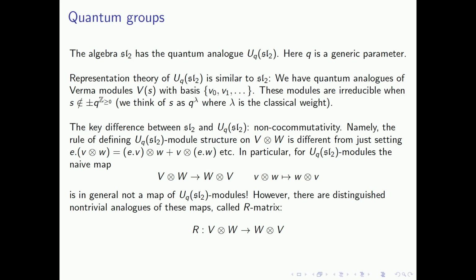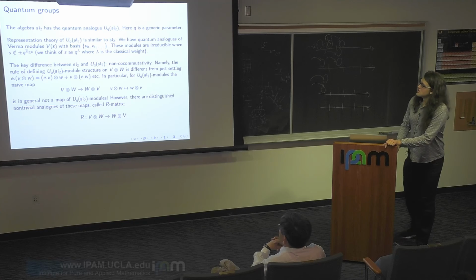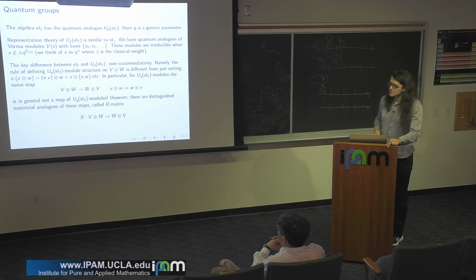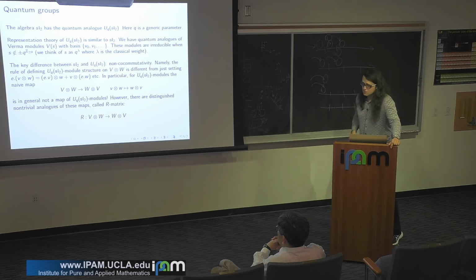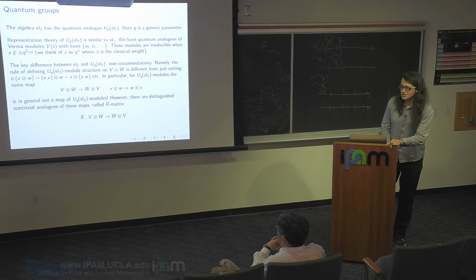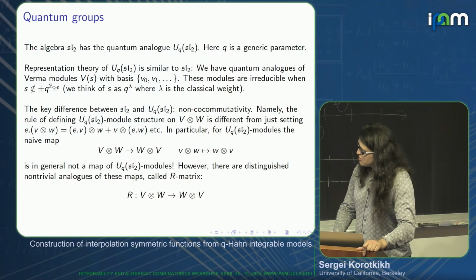Instead, if you want to get some maps between tensor products in different orders, you need to look at so-called R matrices, which intertwine between these two different ways of tensoring two representations. For generic representations V and W, there will be an isomorphism between these two tensor products, which is called the R matrix corresponding to this pair of representations. So this is the story about U_q(SL2).